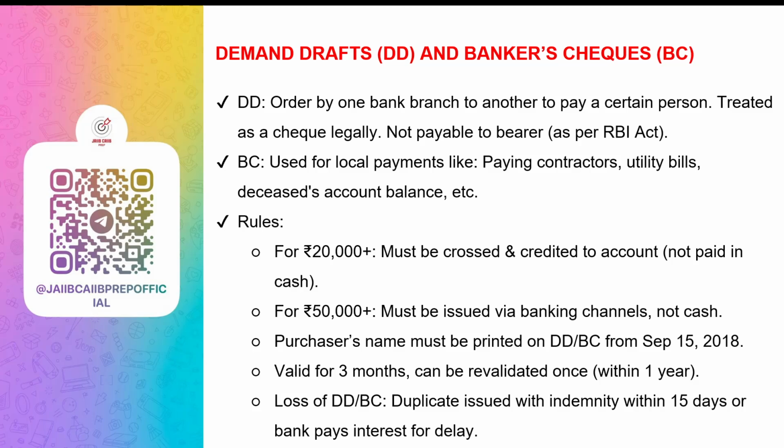Now, what about cancellation and refund? A refund is given only if the original DD or banker's check is returned unused and with no signs of endorsement. The customer must also prove their identity. In case of loss of a DD or banker's check, a duplicate can be issued if it is lost and payment has not been made. The purchaser or beneficiary must give an indemnity. Indemnity means I will save you from the loss, and the bank must issue the duplicate within 15 days. If delayed, the bank must pay interest for the extra time taken, and kindly note that no interest is paid if the request is made by a third party holder.